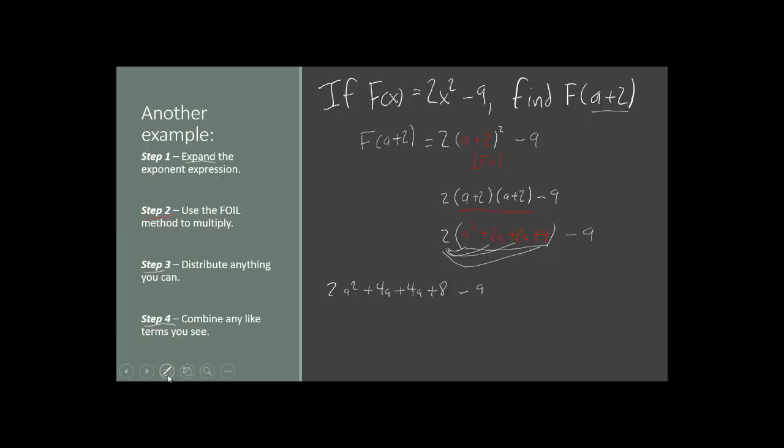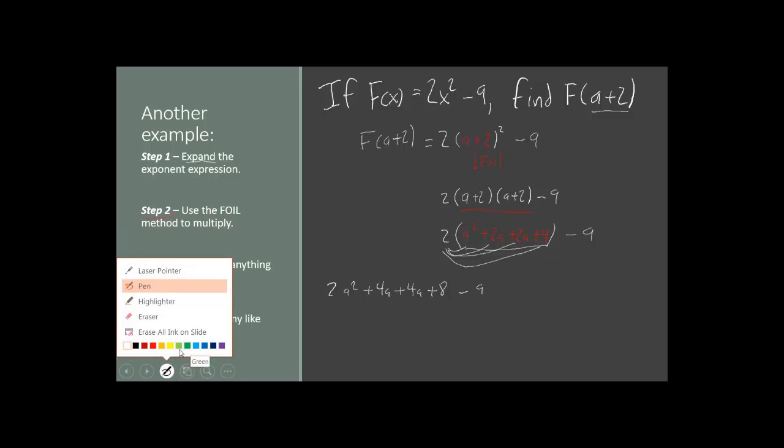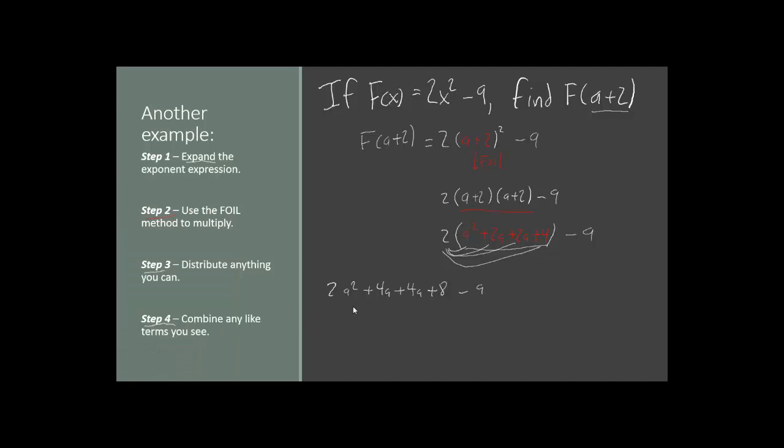For our final step, to complete this problem, let's combine any like terms that we see. Well, we have a squared here, but I don't see any other a squared terms in the rest of the expression. Well, we've got 4a here. I do see another a term there, but there aren't any others. So we're going to combine those two into one. I also see a couple of terms that don't have any variables, the positive 8 and the negative 9. We can combine those into the same term as well.